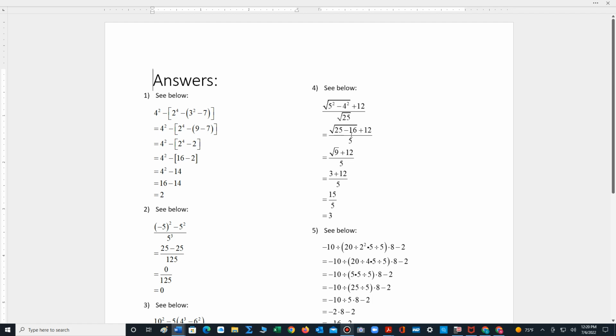And 25 minus 16 is 9. And the square root of 9 is 3. And then 3 plus 12 is 15. And then we divide by the 5 to get 3.